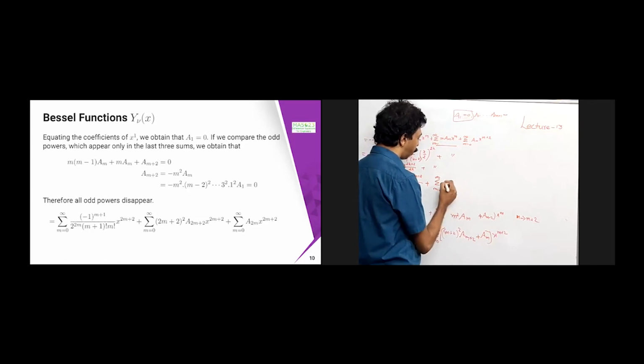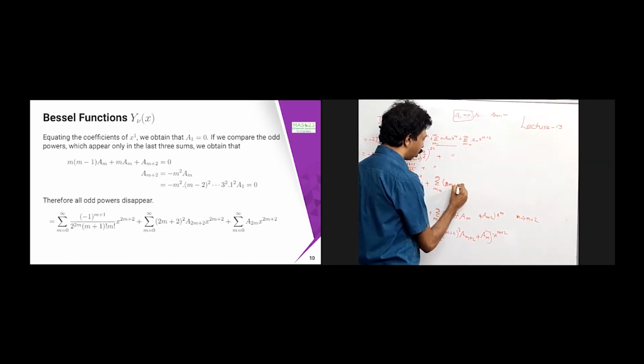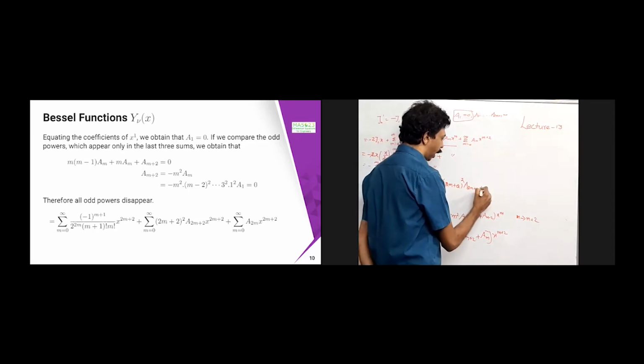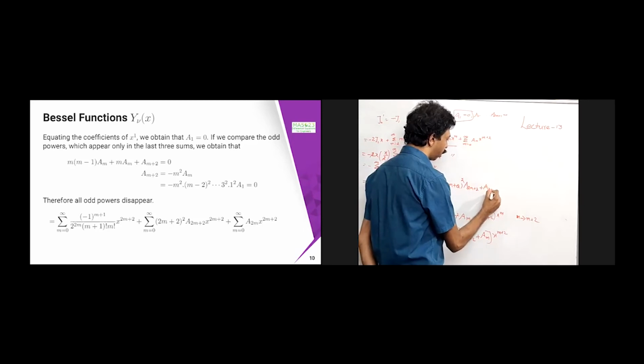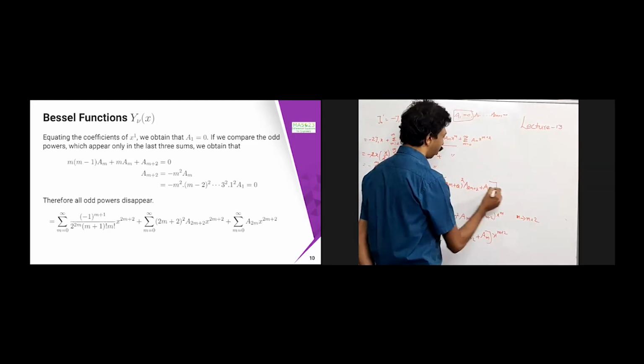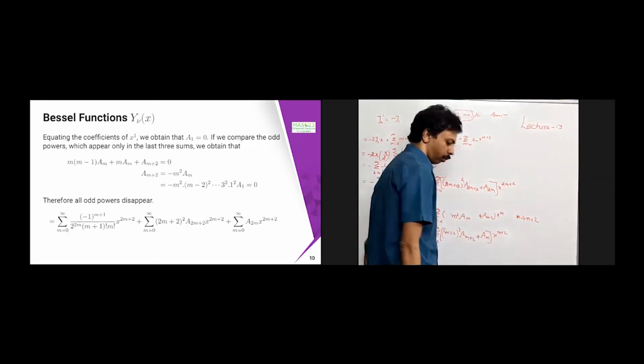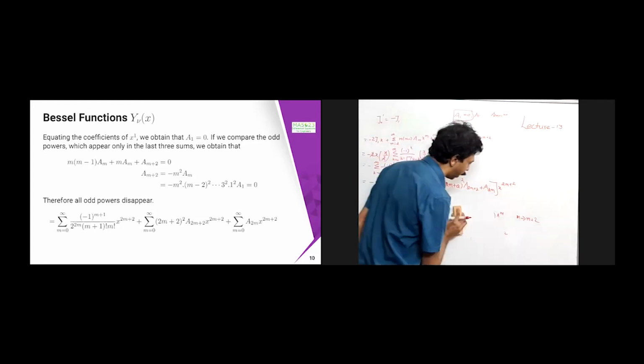So therefore, this is going to become m plus 2, (2m plus 2) whole square, a(2m plus 2), plus a(2m) into x power 2m plus 2 is going to come. Remember that I pushed m equal to 2 to m equal to m plus 2, so therefore it is going to come. Now what you are going to do, you erase everything here.